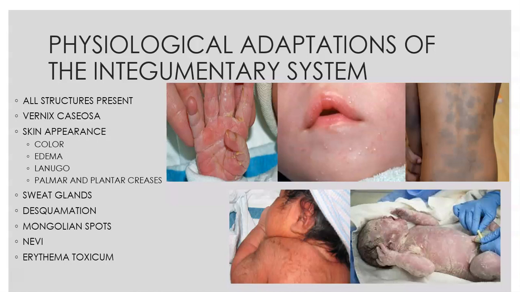Some other things with the skin that would be concerning, things like paleness or pallor, petechia, because that, just like in adults, could indicate some kind of bleeding dysfunction, central cyanosis, jaundice, things like that. Those different color variations may be a problem.